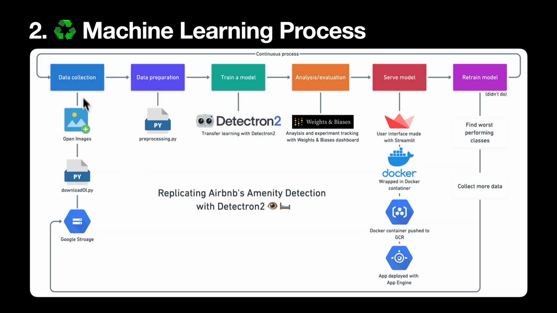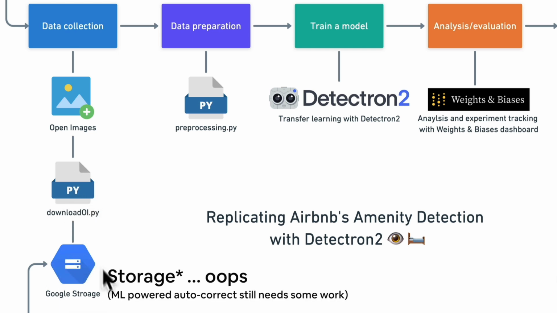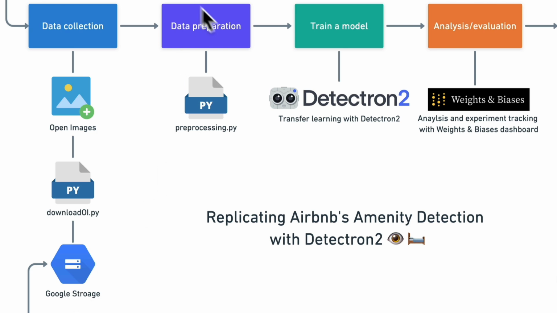Now, I actually did this in one of my own projects about a month or so ago. I collected some data from Open Images, which is a data source. I pre-processed it. I used a Python script to download it. I stored it in Google Storage. I prepared the data with a Python script. I trained a model using Detectron2 with transfer learning, by the way. And to analyze and evaluate my model, I used Weights & Biases.